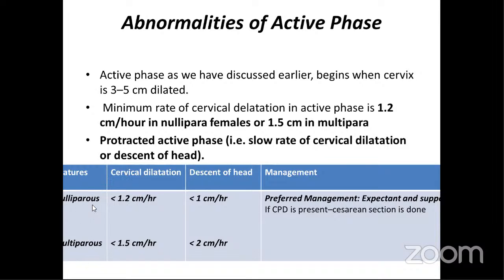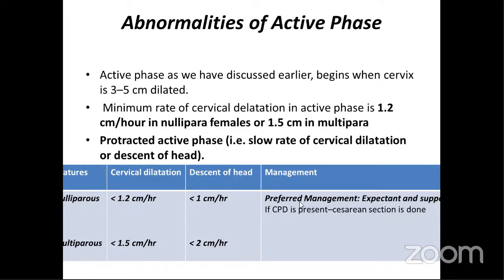The features, as we discussed: if cervical dilatation is less than 1.2 centimeters per hour in nullipara, or less than 1.5 centimeters per hour in multiparas, we consider it a prolonged active phase. Whenever there is less than 1 centimeter per hour descent of the fetal head, or less than 2 centimeters per hour in multiparas, that is also considered a protracted active phase. The descent of the fetal head is an important parameter we assess in monitoring labor. I'll explain in subsequent slides.